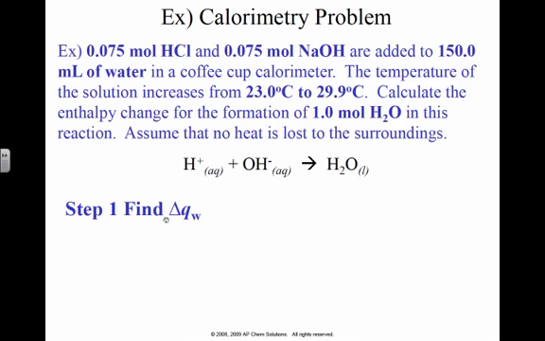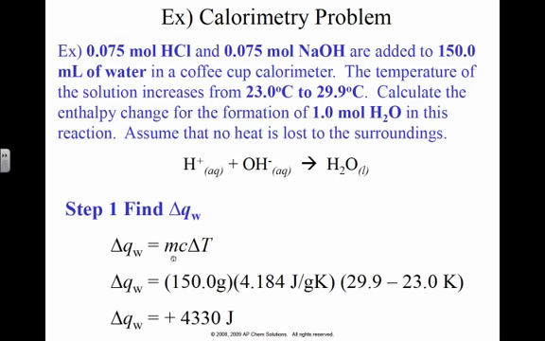Well, the first thing we're going to do is solve for Q. And we're going to do Q equals MCΔT. The mass of my water, remember the density of water is 1 gram per milliliter. So 150 milliliters of water is 150 grams of water. The specific heat of water is 4.184. The change in temperature went from 23 up to 29.9, so that's roughly 6.9. Multiply all this, and you'll get an answer of 4,330 joules. That's the amount of heat that the water gained.